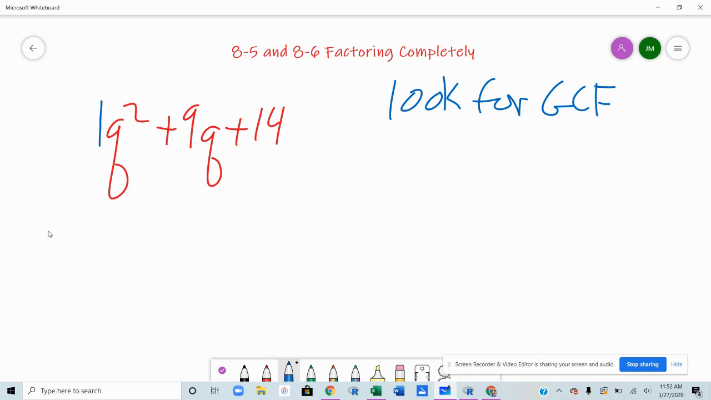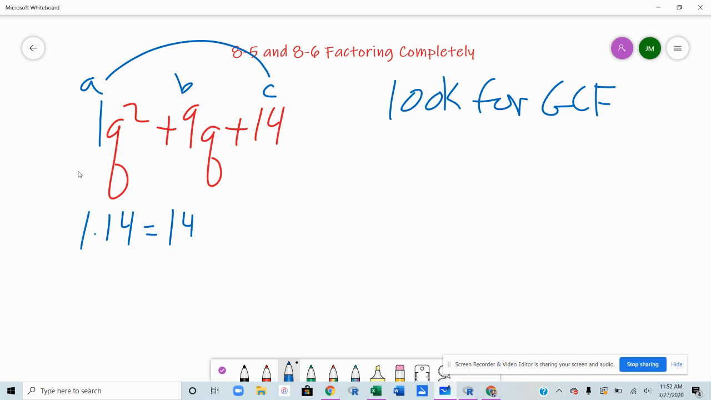Now, what you're going to do is make sure that you know the a, b, and c values. Remember, a is the number in front of the x squared, or in our case, q squared. B is the number in front of the x, or in our case, q, and c is your constant. And pay attention to negatives if you have any, if this is minus 14 or if this is minus 9. And remember that the number in front of your q squared, if there isn't one, is a 1. Then you're going to take the a value times the c value. So we're going to multiply these two. 1 times 14 is 14.